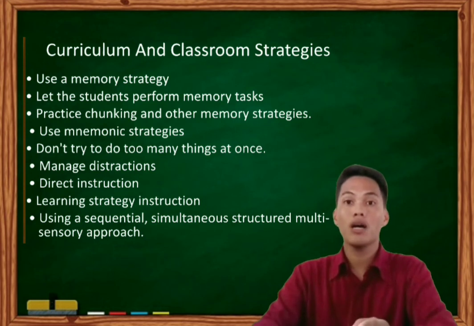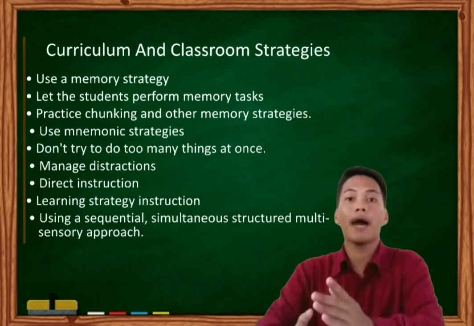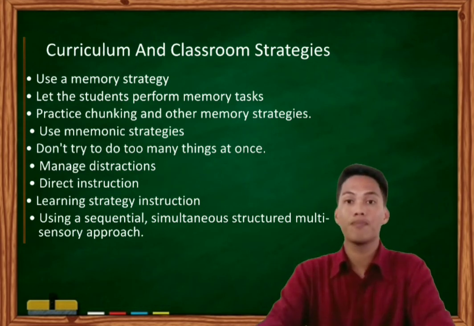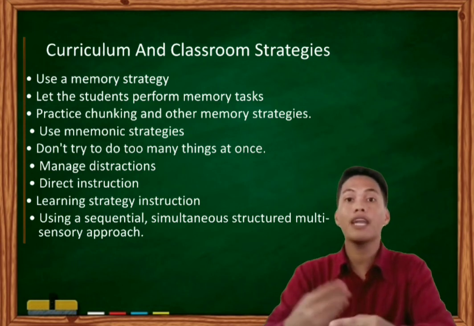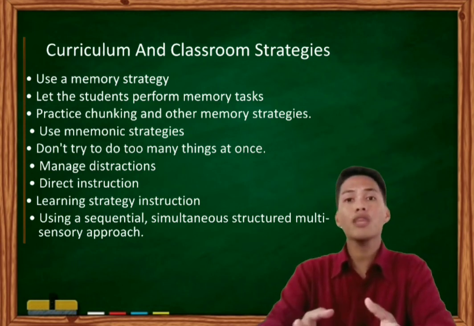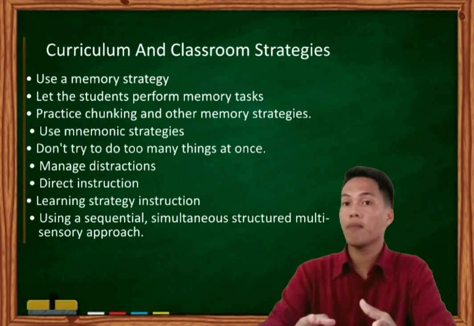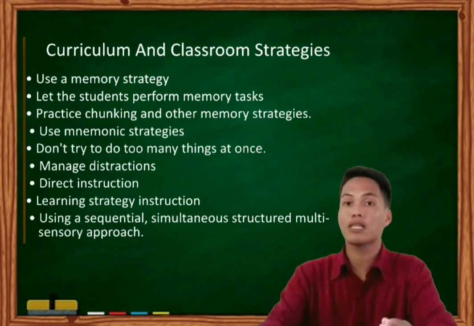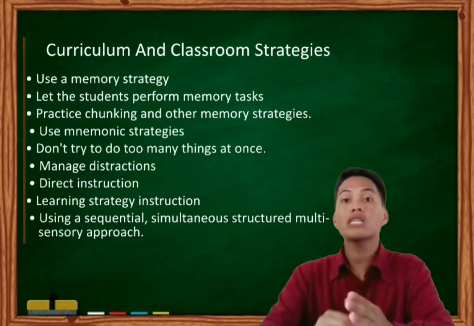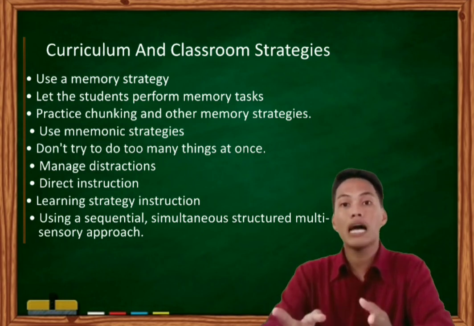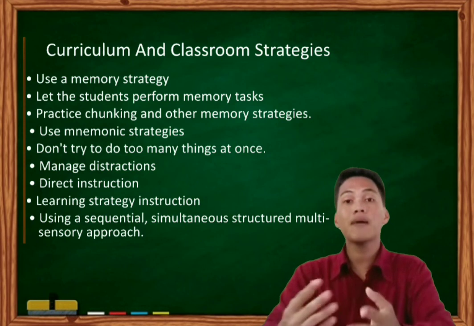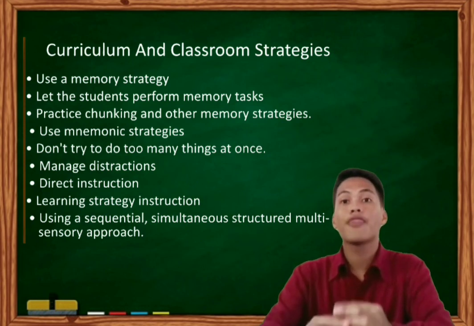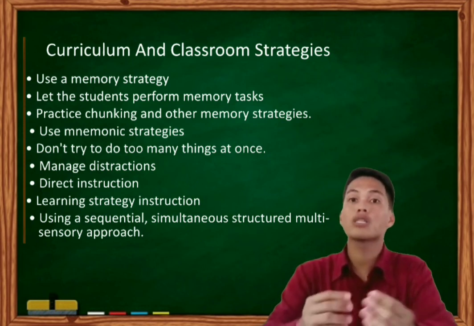Use a sequential, simultaneous, structured, and multisensory approach. This is an approach that integrates all learning pathways of the brain of your students: the visual, auditory, and kinesthetic. Through this approach, the teacher will be able to learn about their students, about their learners' interests, and know what type of learners the class is composed of. This approach takes into account that different students learn differently.